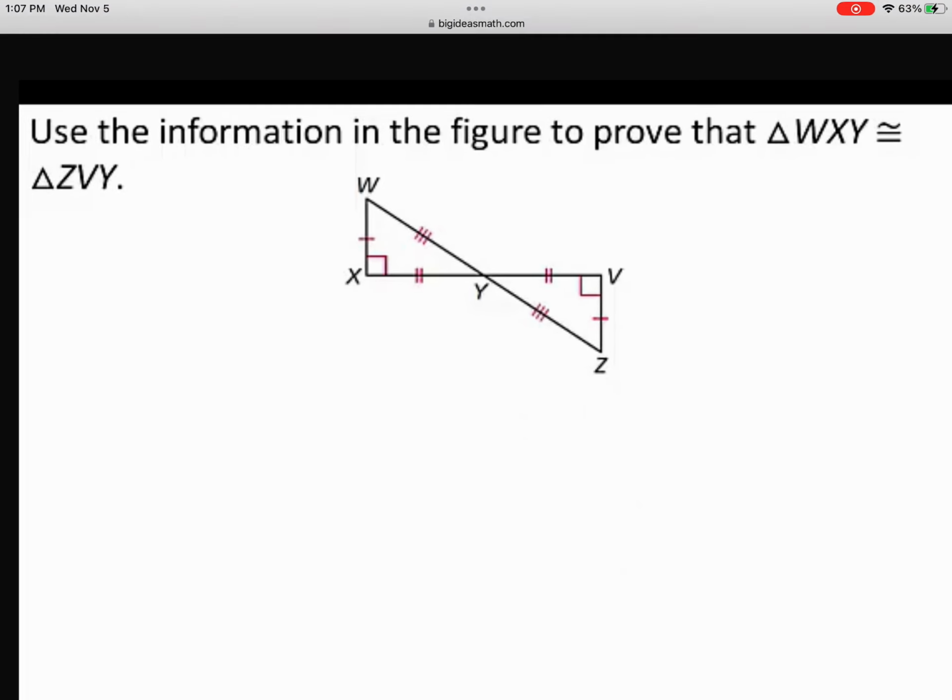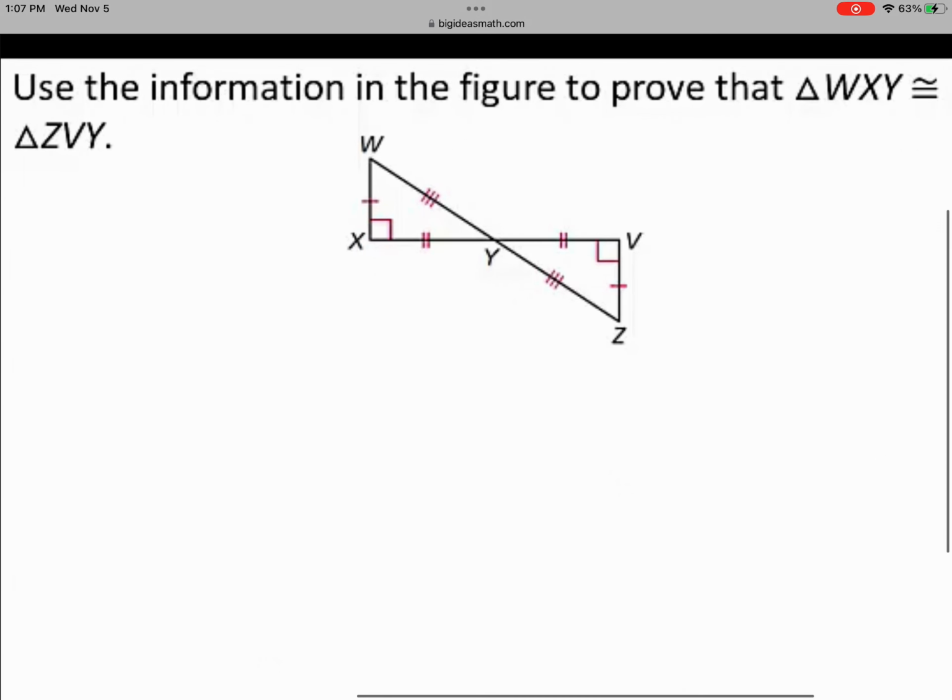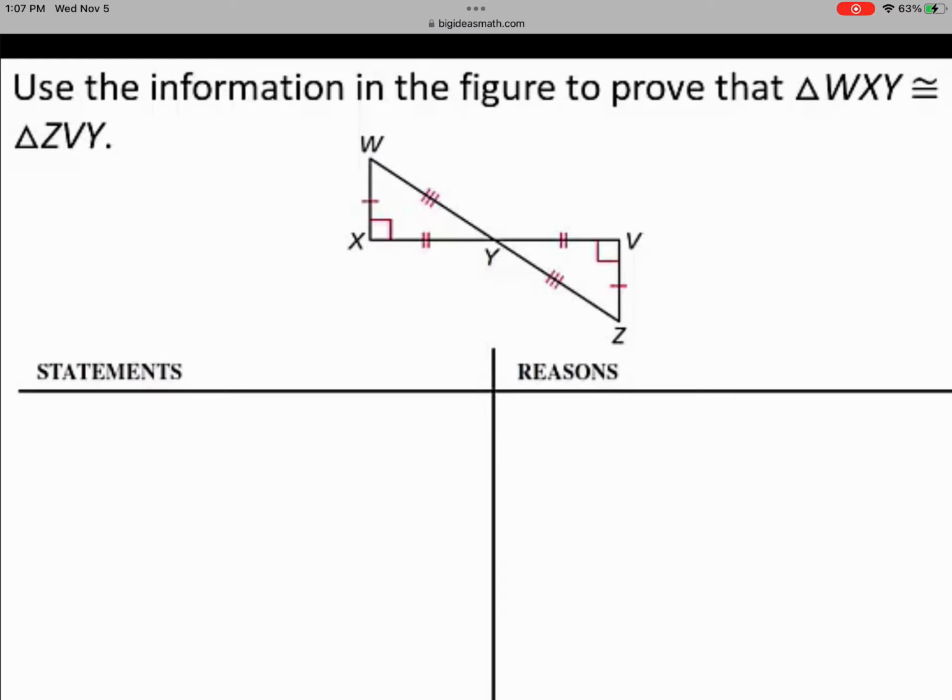Use the information in the figure to prove that triangle WXY is congruent to triangle ZVY. In order to prove that triangle WXY is congruent to triangle ZVY, you need to show that all pairs of corresponding parts are congruent. To do this, you can use a two-column proof. To begin the two-column proof, you should start with the given information.